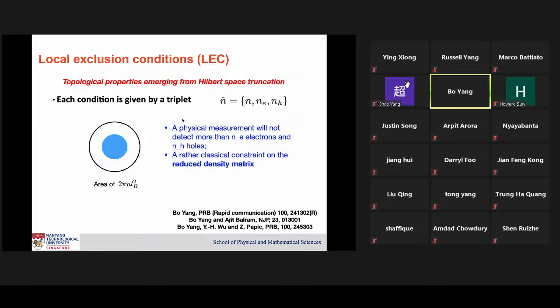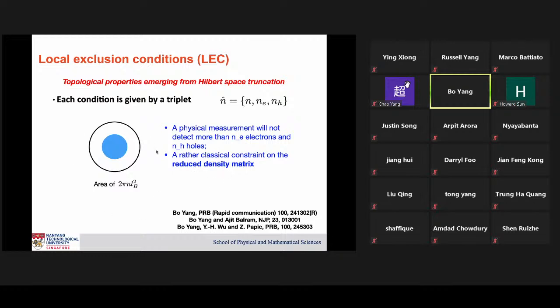The LEC tells you that certain things you can't measure. So if you do a measurement in any circular droplet of this particular size in this quantum fluid, you can never measure more than N_E number of electrons, and you can never measure more than N_H number of holes, which are empty orbitals. So it is really a statement on a classical constraint on what you cannot measure from the quantum fluid. It is a constraint on the reduced density matrix of a particular quantum state.